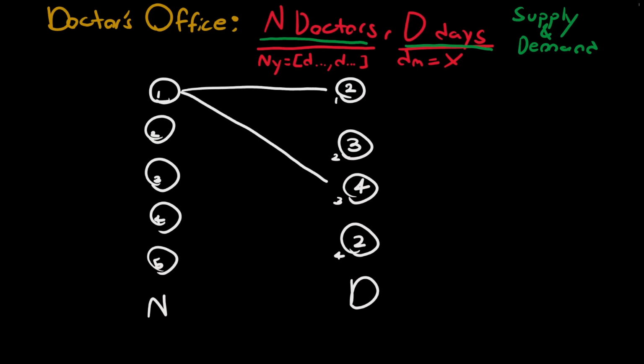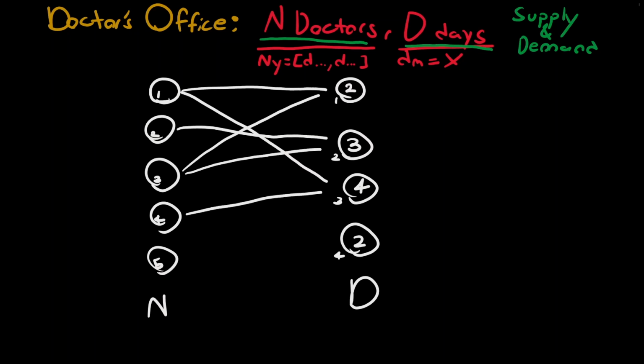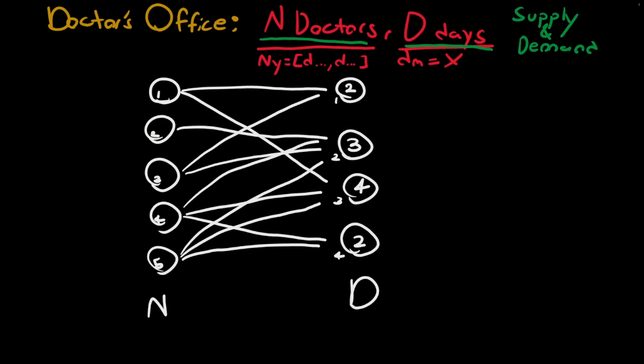Dr. 2 is very busy and can only do, say, day 2. Then Dr. 3 says, I can do day 1, and I can do day 2. Then Dr. 4 says, okay, I can do day 3, day 2, and the last day. Dr. 5 says I can do the last day, the 3rd day, and the 1st. So Dr. 5 can do everything.